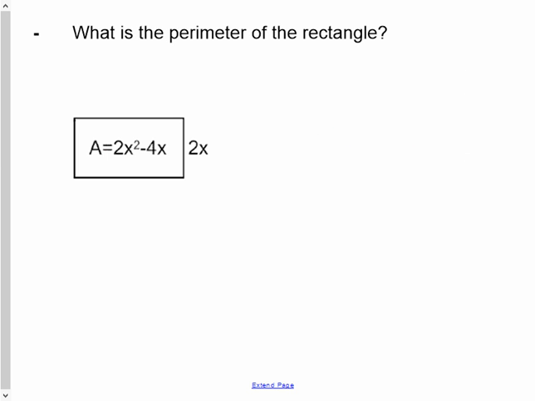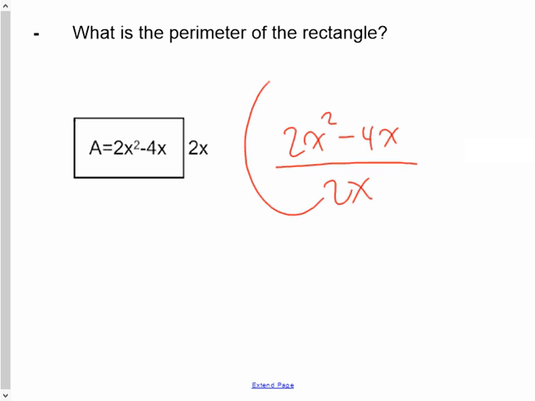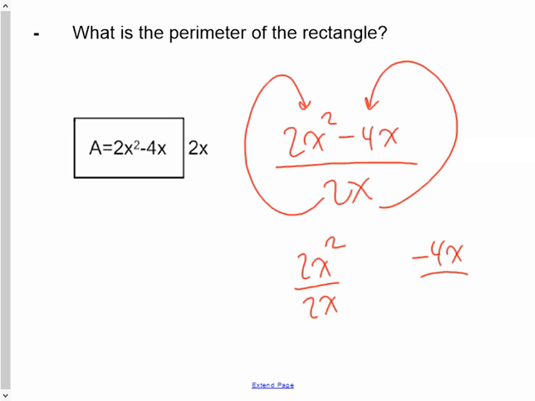Well, the same thing is true when you're dealing with polynomials. The area divided by the side length you know will tell you the side length you don't know. So again, because I'm dividing a binomial by a monomial, I have to use this idea of distributive property. So 2x squared divided by 2x will be my first term, and negative 4x divided by 2x will be my second term. This becomes an x. This becomes a negative 2, which means your missing side length is x minus 2.